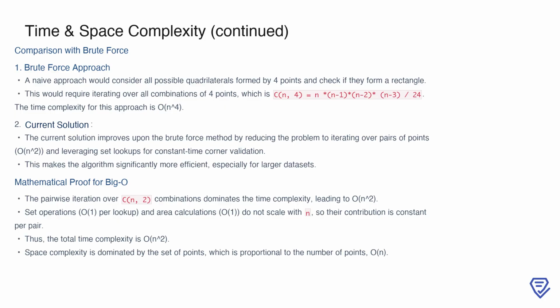The mathematical proof also supports this, since the pairwise iteration dominates at O(n squared), and set operations and area calculations do not scale with n, the total time complexity remains O(n squared). Space complexity, driven by the set of points, stays at O(n), making the solution both efficient and scalable.